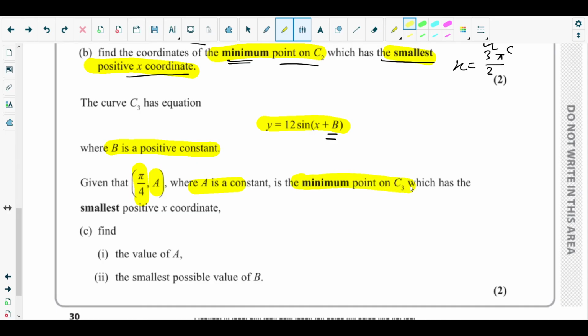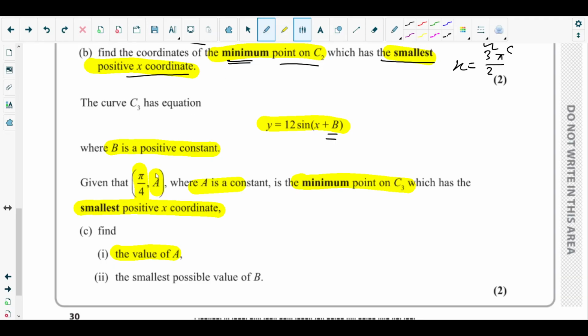minimum point on C3 which has the smallest positive x coordinate. So the question is, find the value of a. We need to find out the value of a. Okay, what is a there?